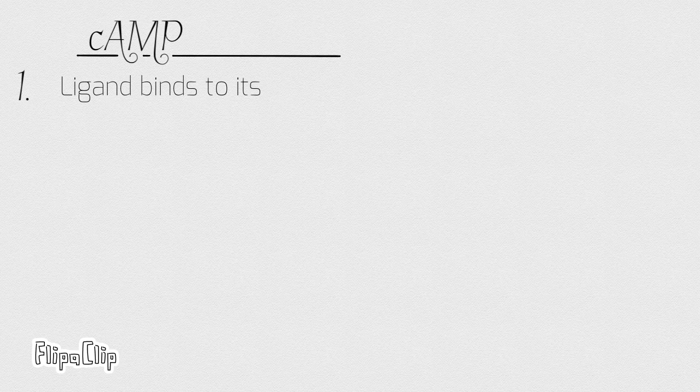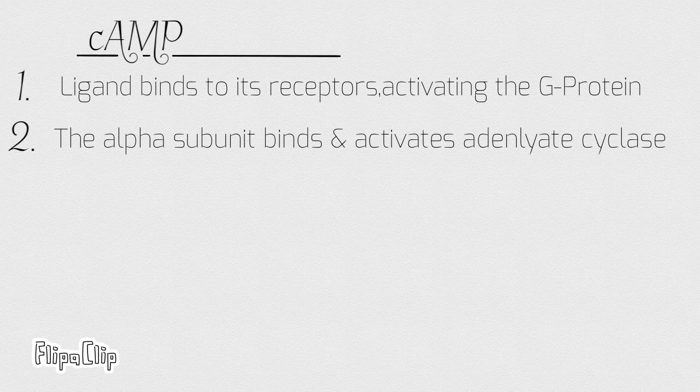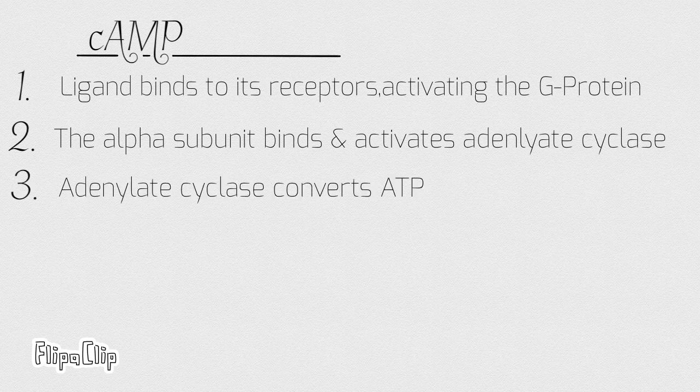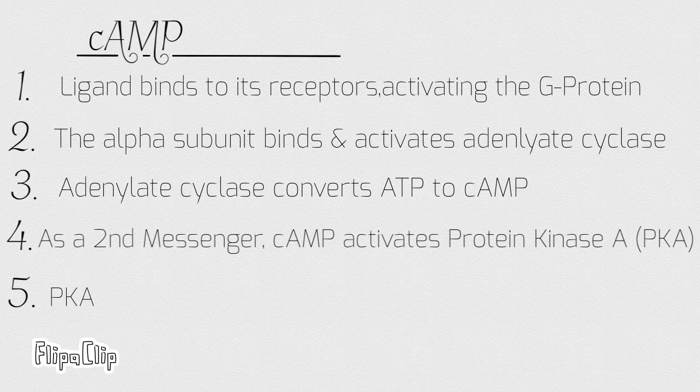Next, we have the cyclic AMP system, where the ligand binds to its receptor, now activating a G protein. The alpha subunit of the G protein binds and activates adenylate cyclase, which will in turn convert ATP to cAMP. And as a second messenger, cAMP will activate protein kinase A, and PKA will cause physiological change.